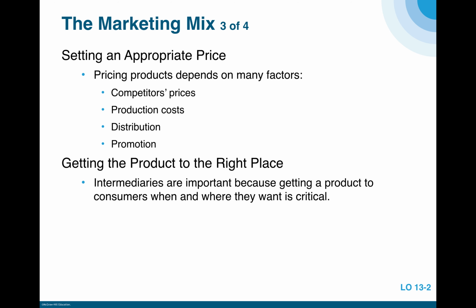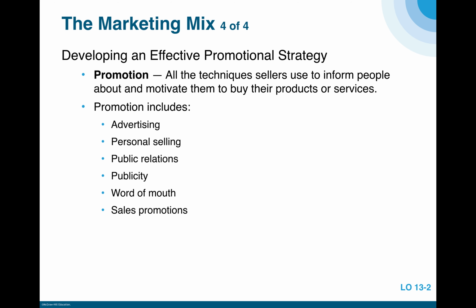So, setting an appropriate price. Pricing products depends on many factors such as competitors' prices, production costs, distribution, and promotion. All these come into play whenever you're trying to figure out the price of something. And then getting the product to the right place. Intermediaries are important because getting a product to consumers when and where they want it is crucial. Promotion is all the techniques sellers use to inform people about and motivate them to buy their products or services.